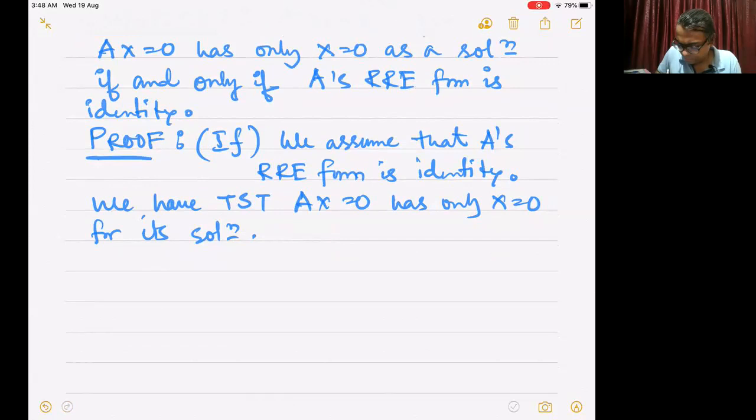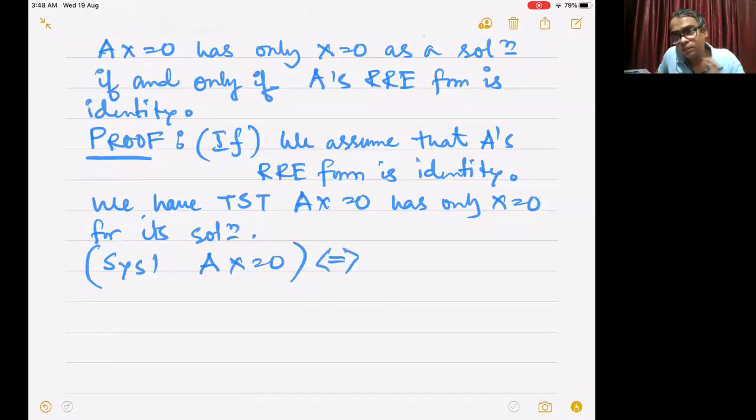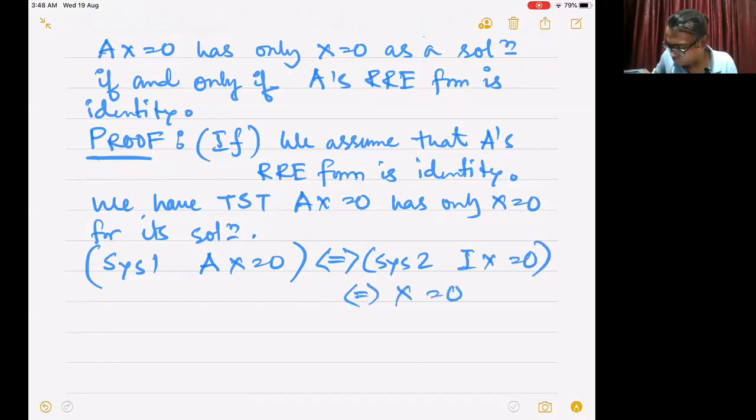Why? You see, Ax equal to 0, this is our system 1. This is equivalent to, by our earlier analysis, system 2 with the RRE, which happens to be identity, into x equal to 0. But this identity into x equal to 0 means x is equal to 0. That means this is the only solution.